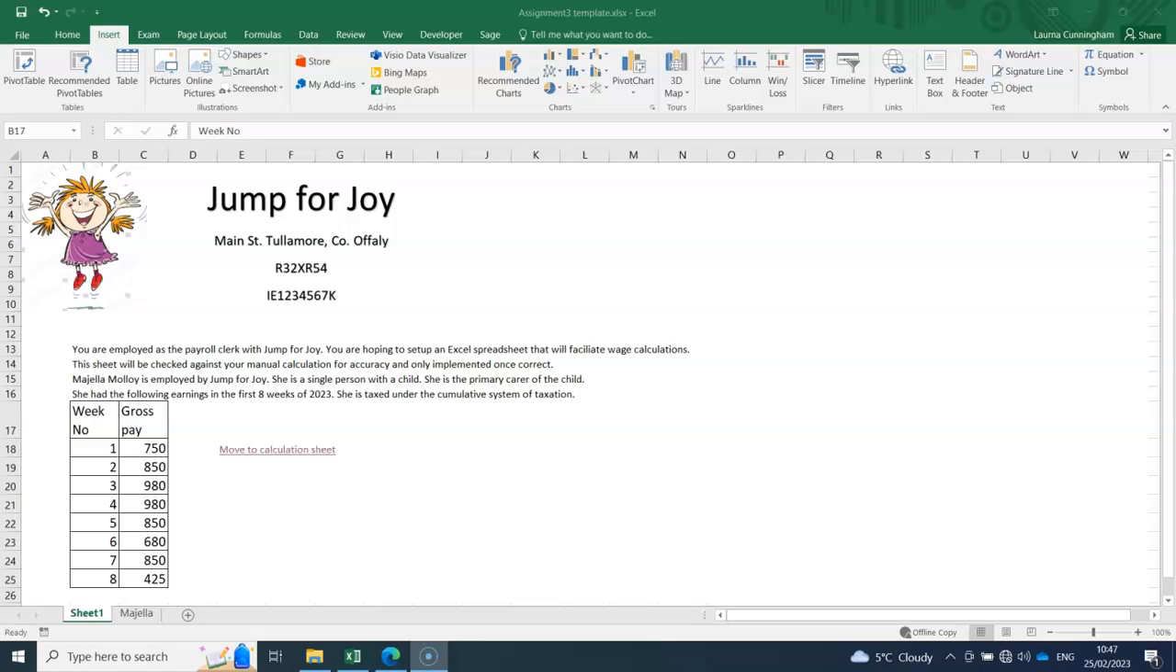So in this scenario, Magella is employed by the company and she is a single person with a child. We're told that she is the primary carer of that child and that she had the following earnings in the first 8 weeks of 2023. And we're also told that she is taxed under the cumulative system of taxation. So we're just going to move to our calculation sheet here now.